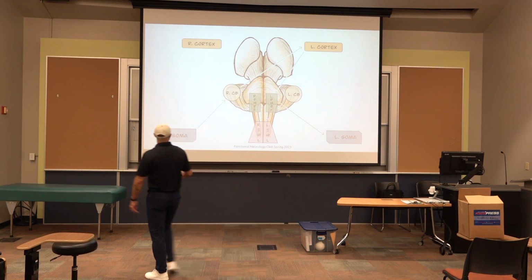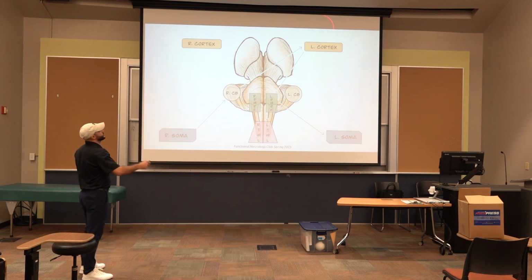Okay, look here. Right somatic goes into the right cerebellum, to the contralateral cortex, into the ipsilateral PMRF, down to the soma, and gets bilaterally routed to the ion. That's your little pathway. Done.